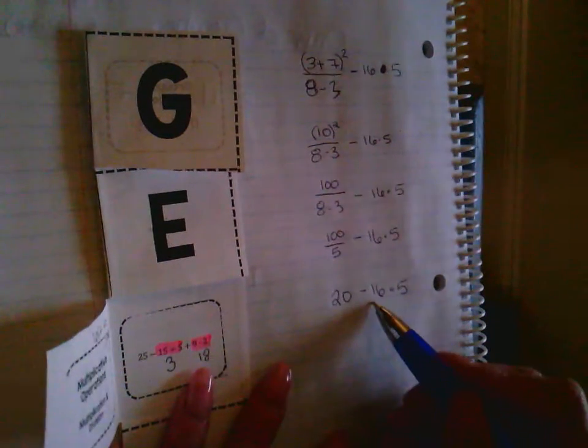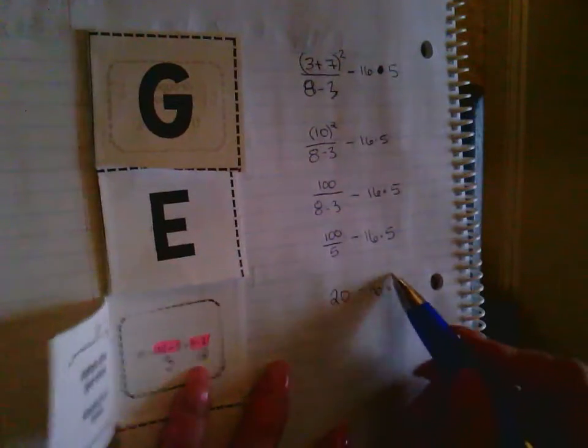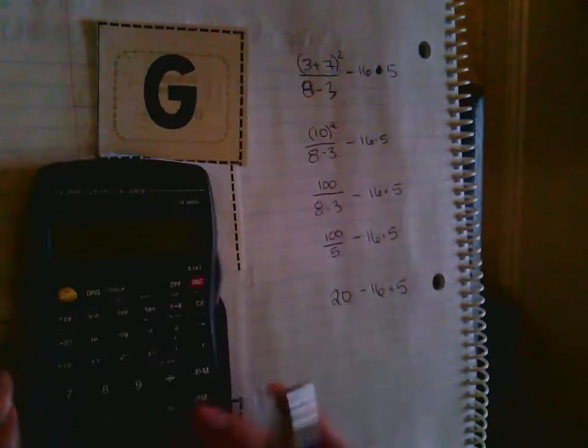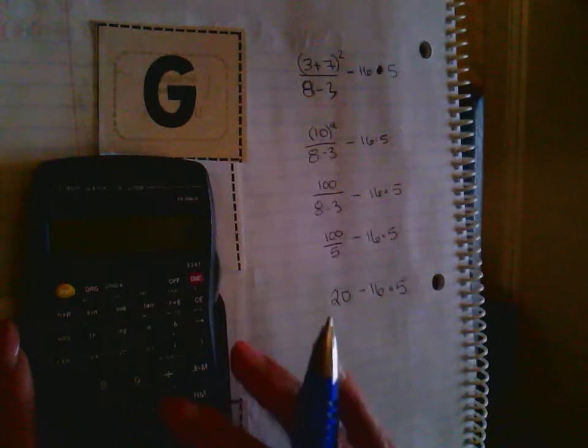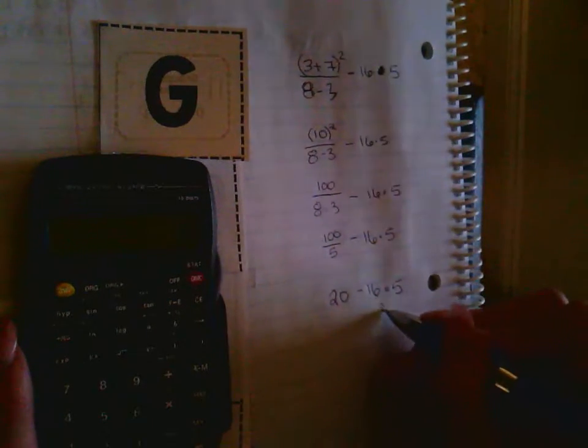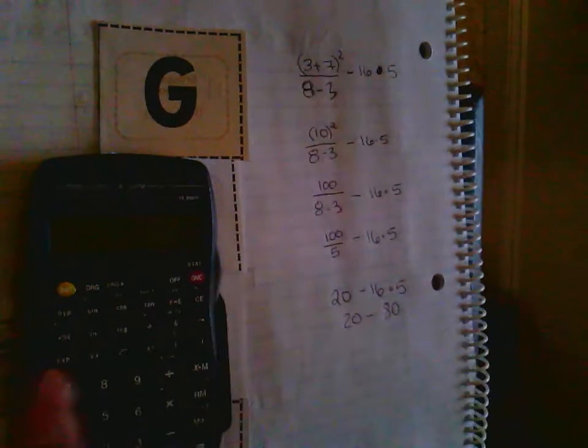Now, am I done with my multiplication and division step? Is there any more multiplication and division that I need to do? The answer is yes. I still have this 16 times 5. I don't know what that number is off the top of my head, so I'm going to type it into the calculator. 16 times 5, and I have 80. So I now have 20 minus 80. Is there any more multiplication or division that I can do in this problem? So our final and last step is either addition or subtraction. So I am going to do 20 minus 80, and I get negative 60. That is my final answer.